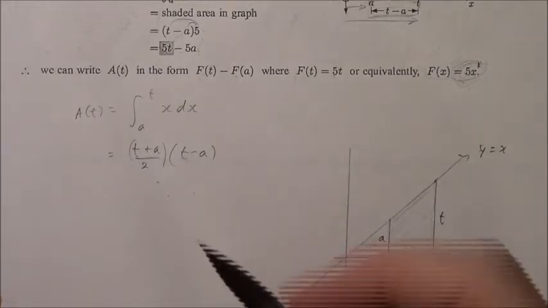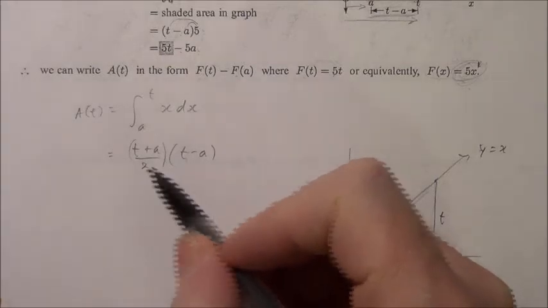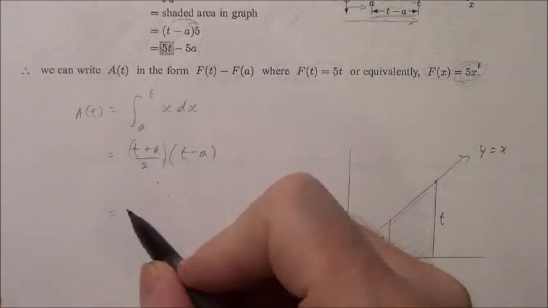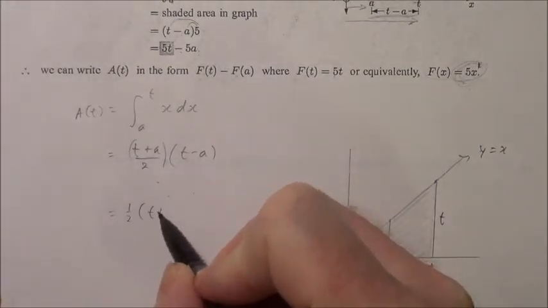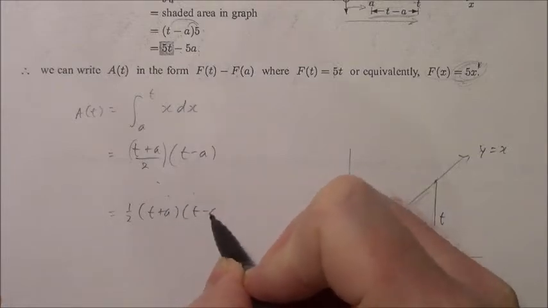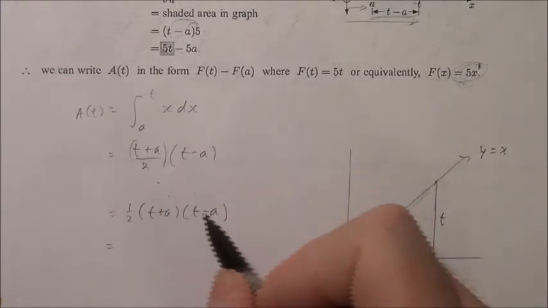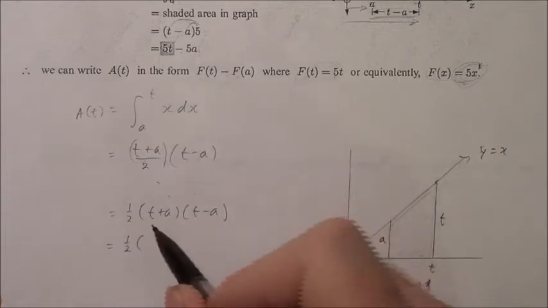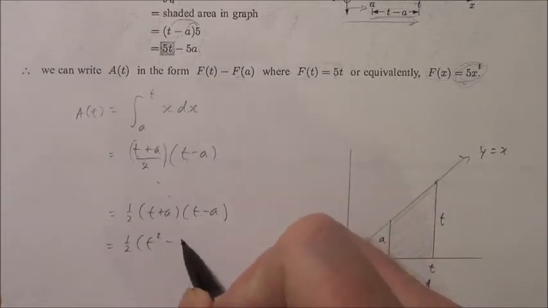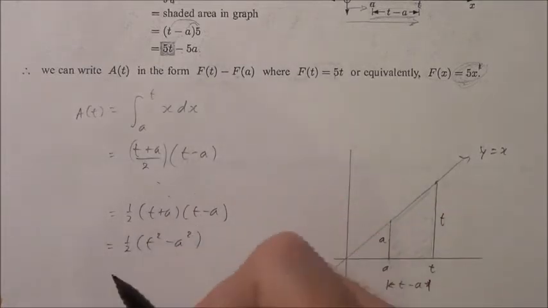Okay, so I can bring this 1/2 outside. So I have 1/2 (t plus a) multiplied by (t minus a). And if I expand this all together, that's just the difference of squares, so I get t squared minus a squared. And then expand the 1/2 in.